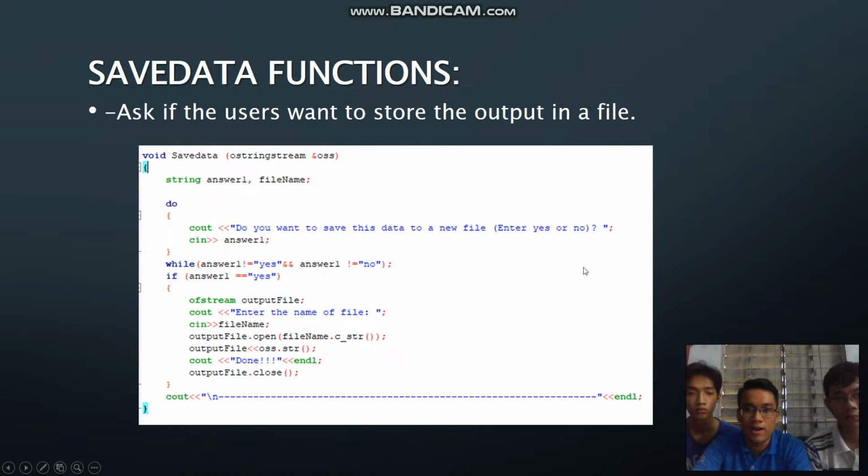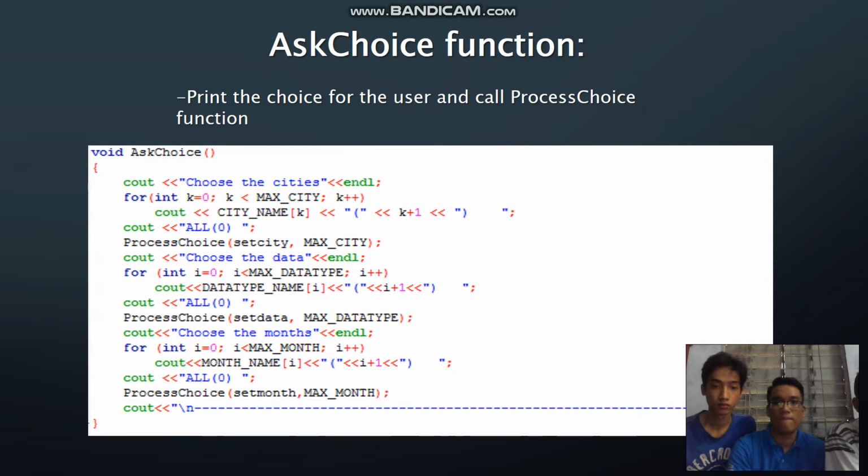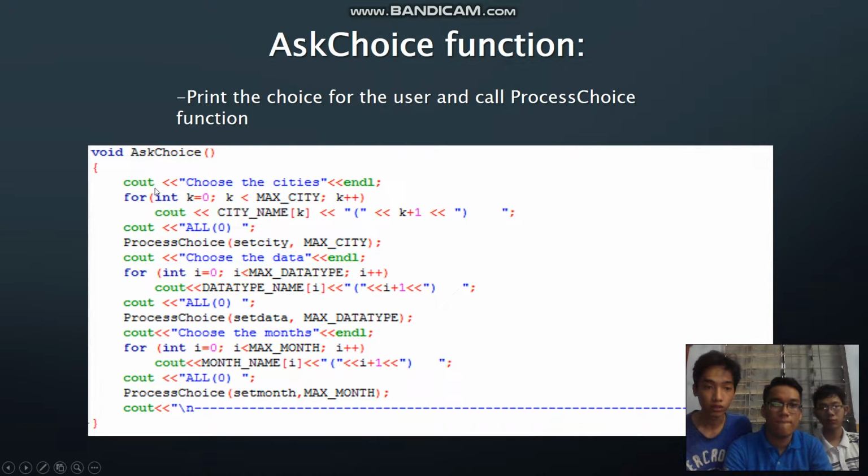The next part is Toan's part, and this is my job. I am Hieu Toan, and this is the function add choice. In this function, I will use 3 for loops to bring out the city name, the data type name, and the month name onto the monitor so the user can use it and choose.